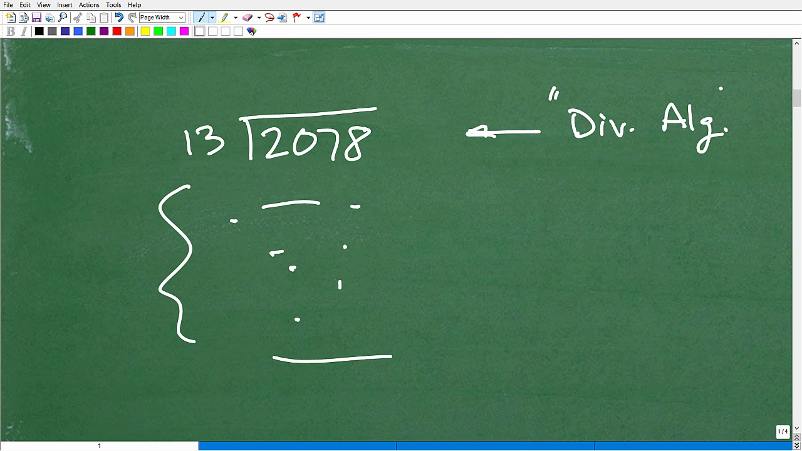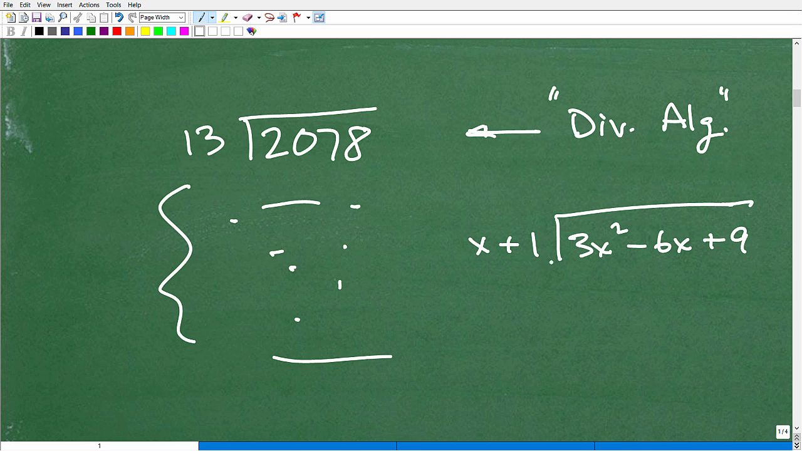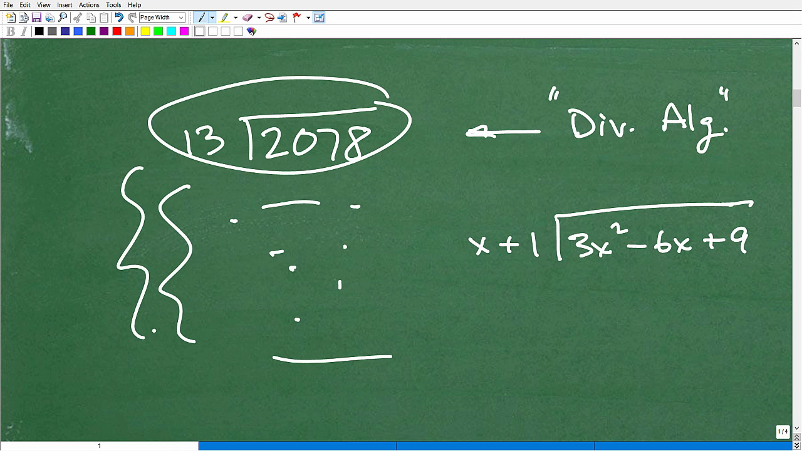Anyways, this is called the division algorithm, and it's extremely important in more advanced algebra. Well, let me just show you. If I could do something like this, x plus 1 divided into 3x squared minus 6x plus 9. I can divide what we call polynomials by using long division, which is the same algorithm as this, more or less.